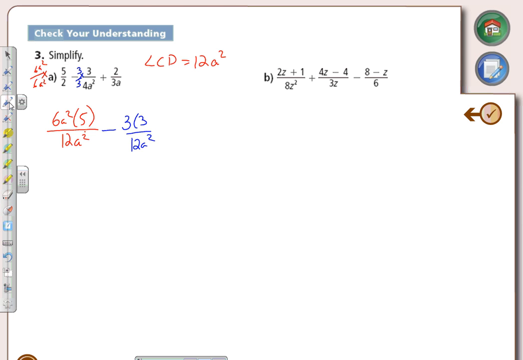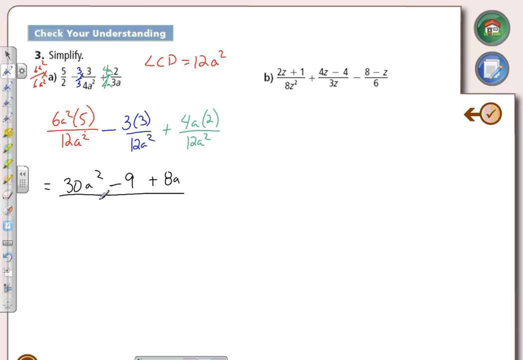Third part. We've got 3a. We need to multiply it by 4a over 4a plus 4a times 2 over 12a squared. And now we've got common denominators all the way along, so we can multiply and bring them together. So we've got 30a squared minus 9 plus 8a over 12a squared.